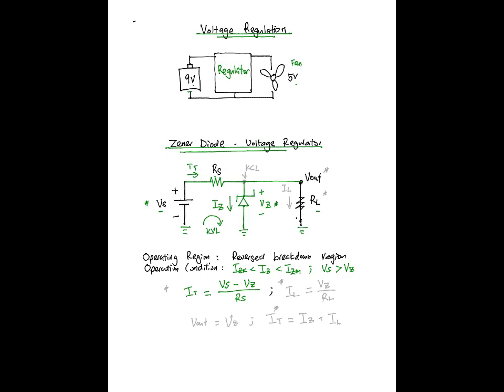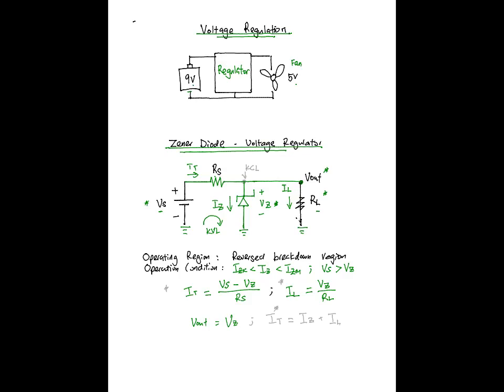Since the Vz is parallel to the load resistor, the current flowing through the load resistor IL is given as Vz divided by RL. It's basically Ohm's law. If the diode is maintaining regulation, you can say that in this case Vout equals Vz.